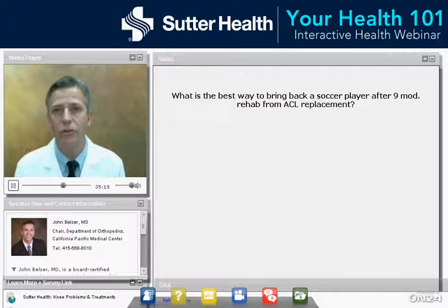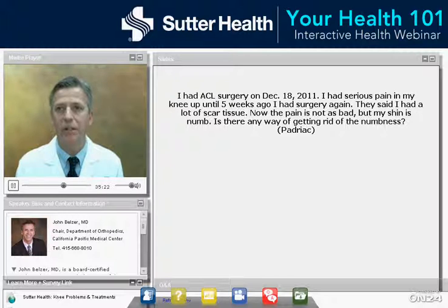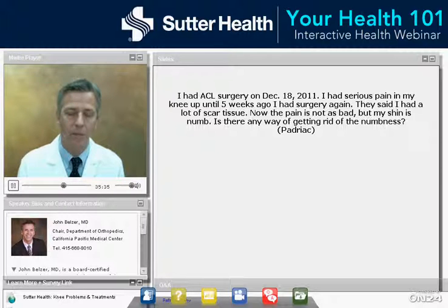I had ACL surgery on December 18th of 2011. I had serious pain in my knee up until 5 weeks ago, and I had surgery again. They said I had a lot of scar tissue. Now the pain is not as bad, but my shin is numb. Is there any way of getting rid of this numbness?